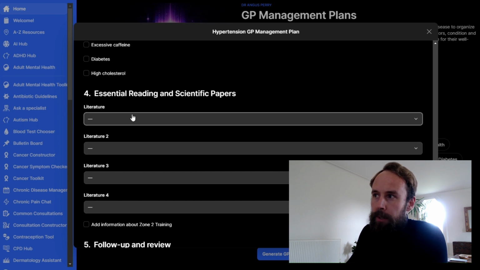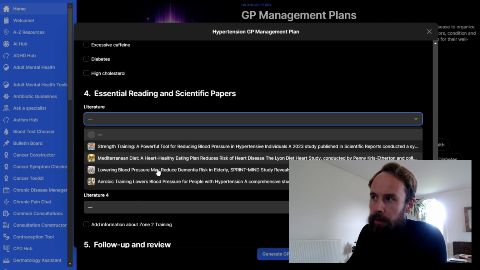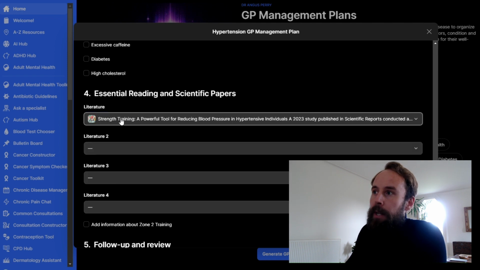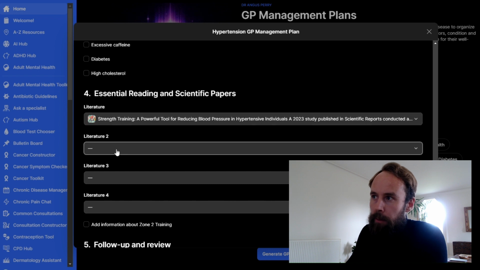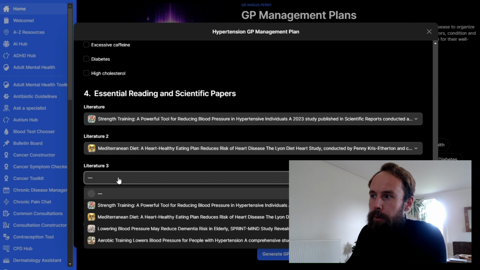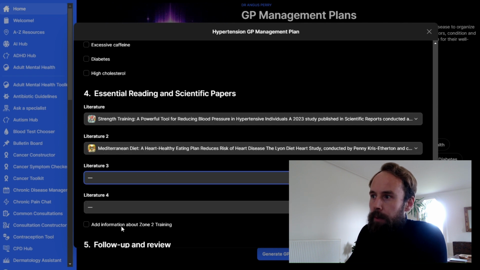So you can choose some papers here. It's automatically found papers that are stored on the application that pertain to hypertension. So this is a good paper here. This was a recent paper that found the benefits of strength training and how important it is in controlling blood pressure. So that's something that I want the patient to read. So I want to put that in the plan. And we've got one about diet, how diet can improve our blood pressure, and then some other research as well.